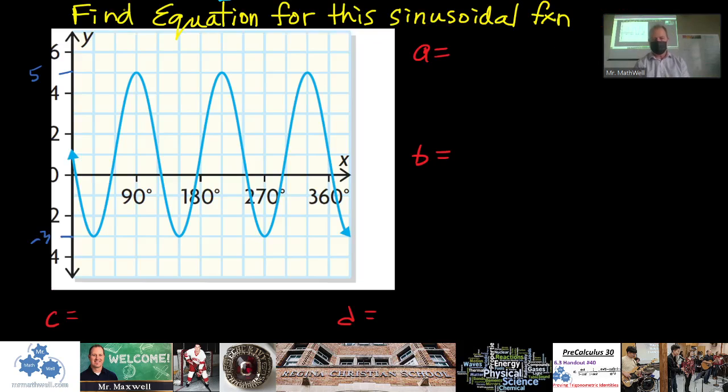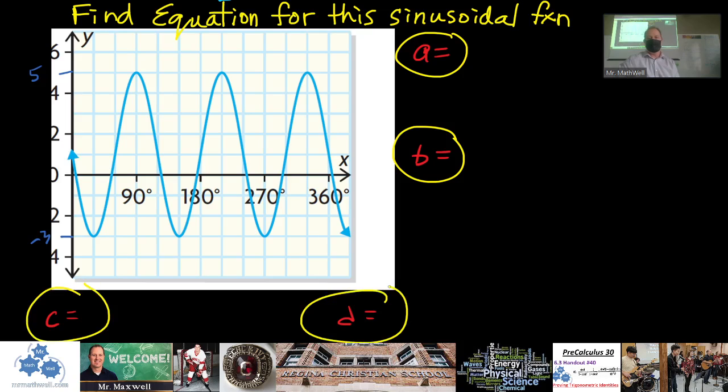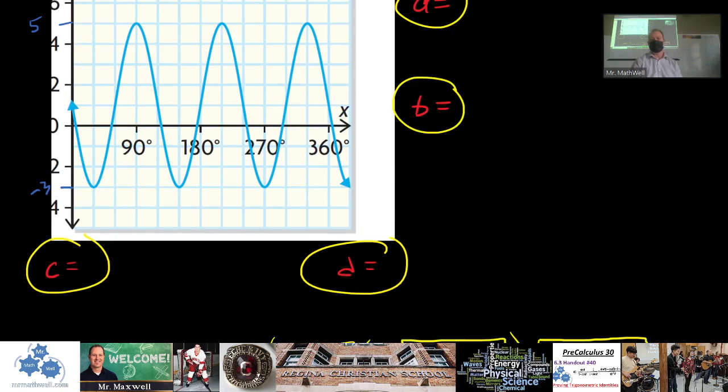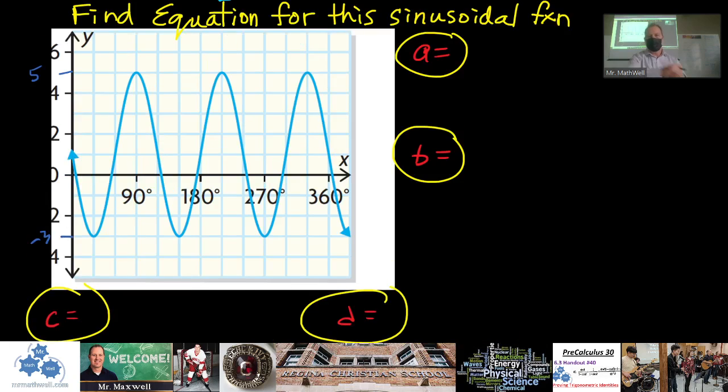Okay, so in this example, we're going to find the equation for this sinusoidal function here. We are going to try to figure out what A is, what B is, what C is, and what D is. And then we're going to put it all together. See this format for the equation. I'm going to put my A value here, my B value here, my C value here, either plus or minus something, and then the D value out here. So that's where we're going. We're going to try and build this equation.